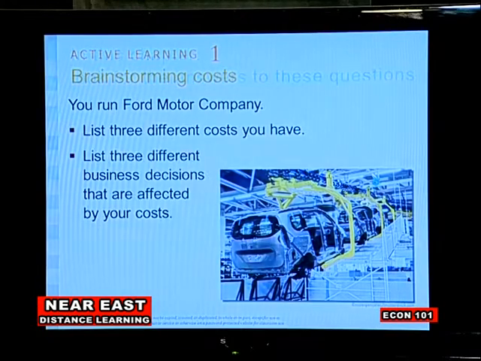Chapter 12 is the most important chapter for the final exam. It's about the cost of production. We are going to calculate cost of production. There is active learning 1, brainstorming.